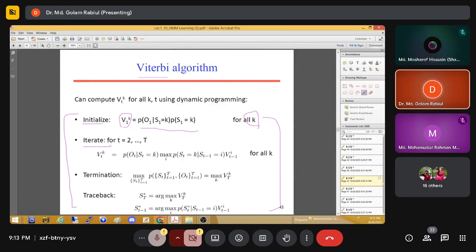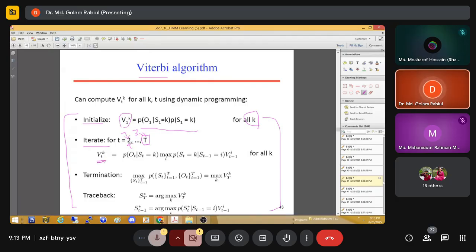And then we have to iterate over 2 to T. So T is the length of the sequence. That means in our case, rain, rain and dry, day 1, day 2, and day 3. So capital T equal 3 in our case. So if we know the V1, then we have to find out V2, and in this way V3, V4, V5. But in our case, capital T is 3, only day 3. So here is the 2 and then 3.